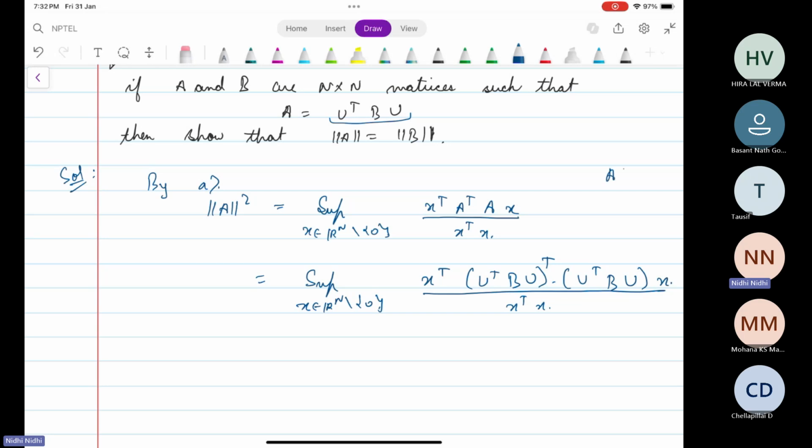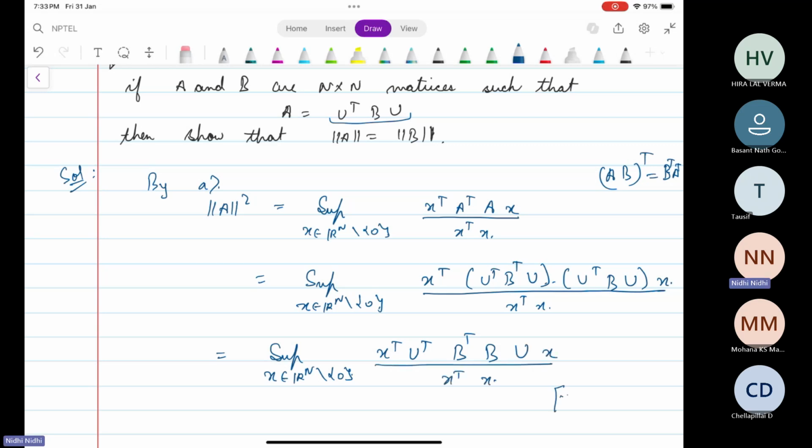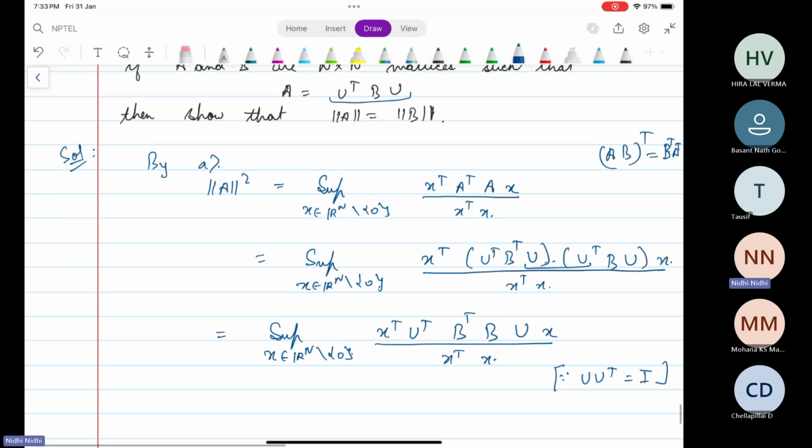And we know that the transpose of AB is B transpose A transpose. So this can be written as U transpose B U. Now this is equal to the supremum over x in Rn minus 0 of x transpose U transpose B transpose B U x by x transpose x. Why? Because U U transpose is identity, so this in between term vanishes.